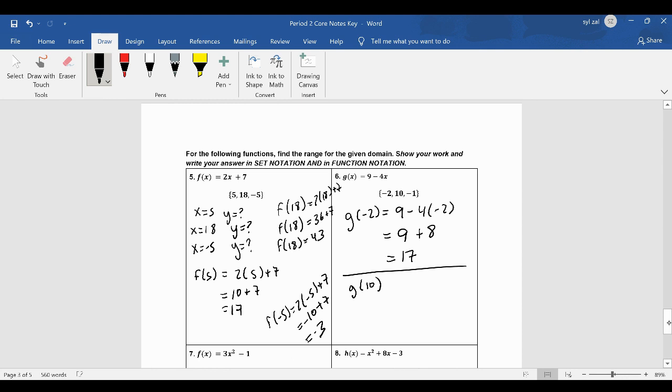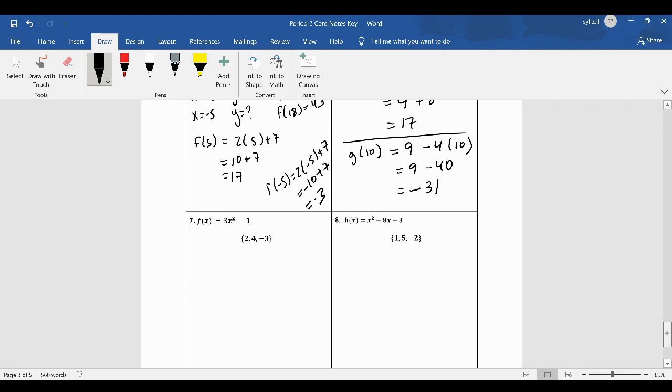Then I'm going to plug in 10. 9 minus 4 times 10. 9 minus 40. That's going to give us an output of negative 31. And then we have g of negative 1 equals 9 minus 4 times negative 1, which is 9 plus 4, which gives us 13.